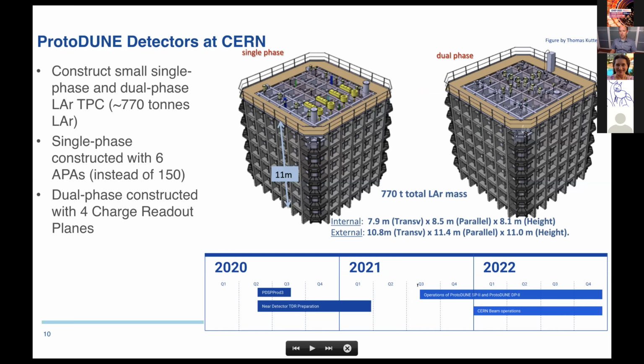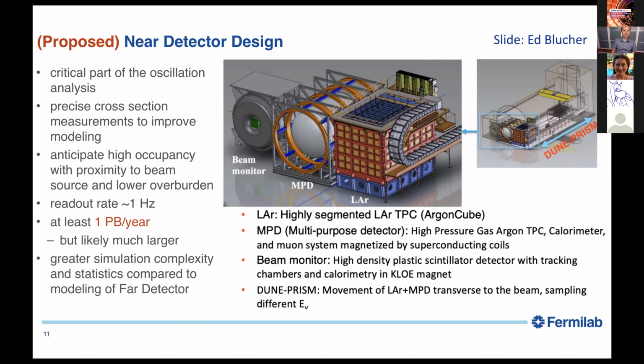An important thing to note is that right now, the single phase protoDUNE is being decommissioned and drained of liquid argon while the dual phase is being refilled. Operations are going to start back up in Q3 of 2021, and then we're looking to take more beam data in 2022.